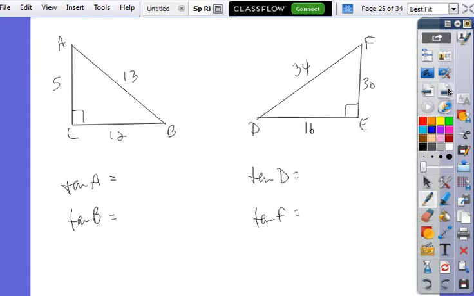Give me the tangents for those right there. I'm looking at the first one here, tangent of A.